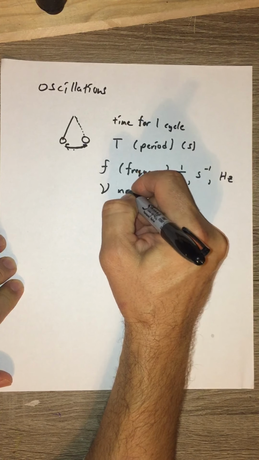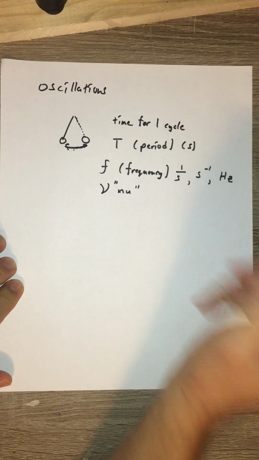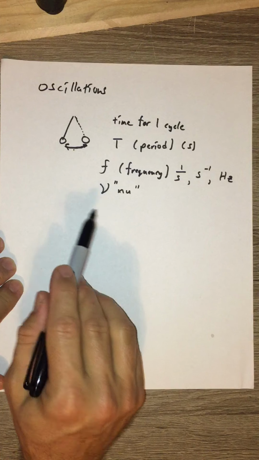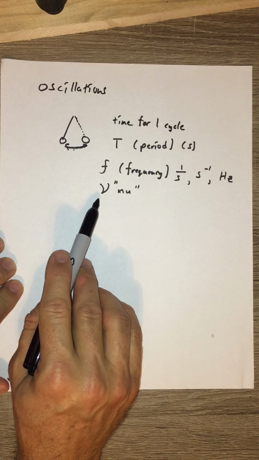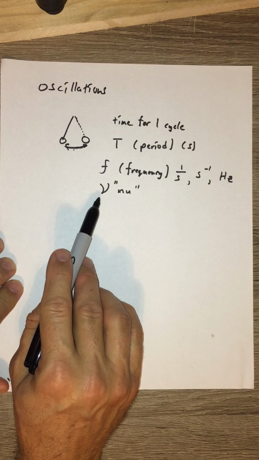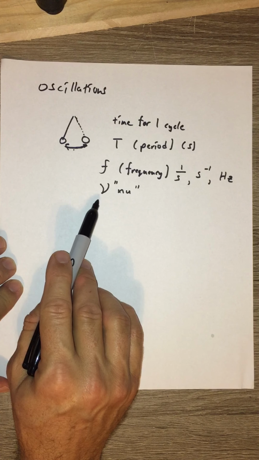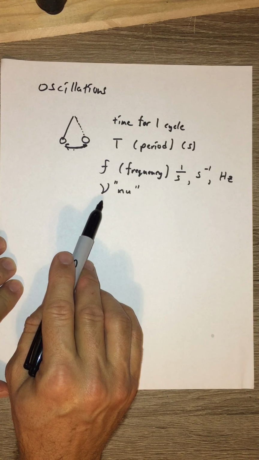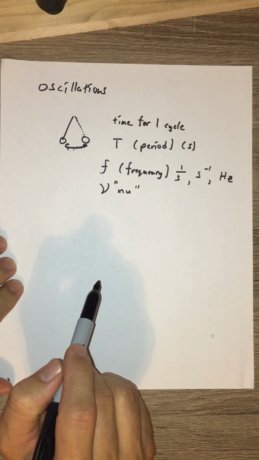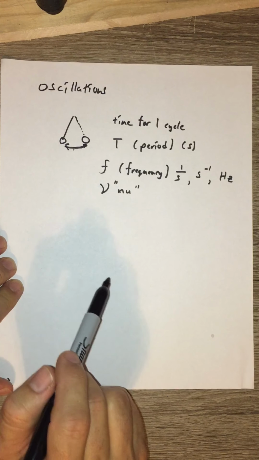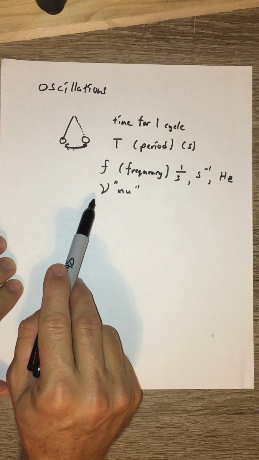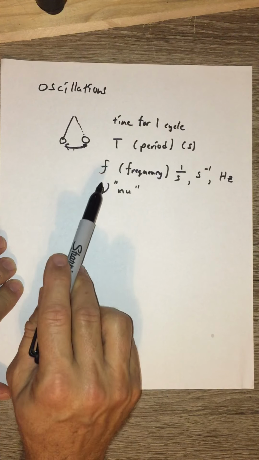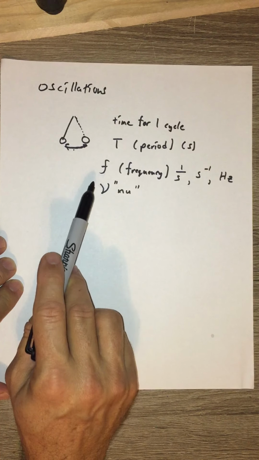This is a Greek n. I definitely do not write it this way because it looks way too much like a V. And most of the freshmen and most of the undergraduate textbooks have moved away from this in this day and age. But occasionally you still do encounter this. This just means frequency as well. We're going to stick with F for the frequency.